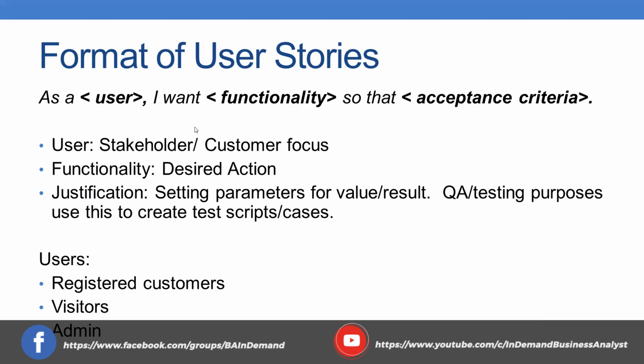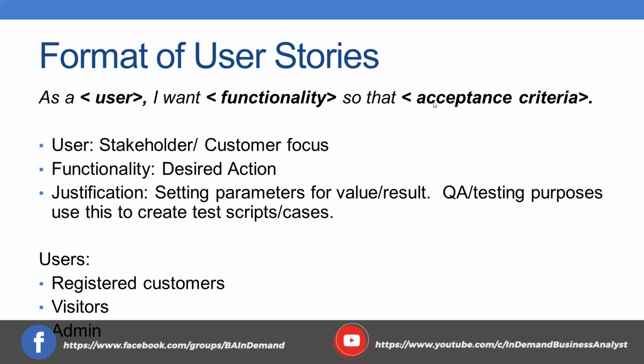The user could be anybody. In Agile, user stories are from a user perspective. Because they're customer focused, every time you write a user story, you should look to understand who this functionality is for and who the primary benefactor of that functionality is. So the functionality is the desired action.